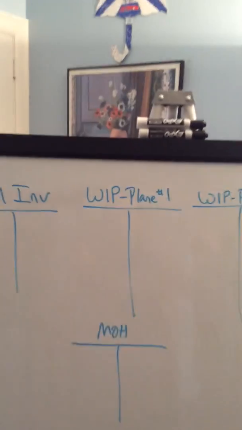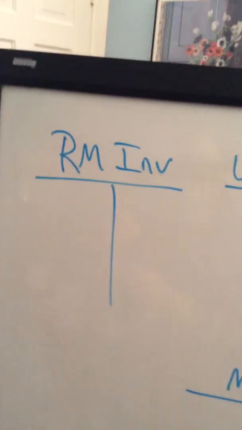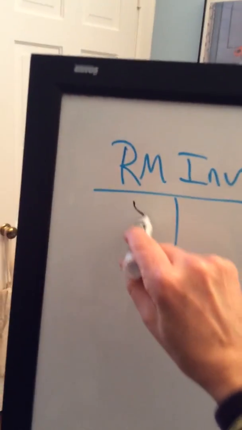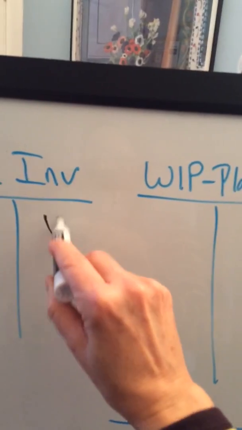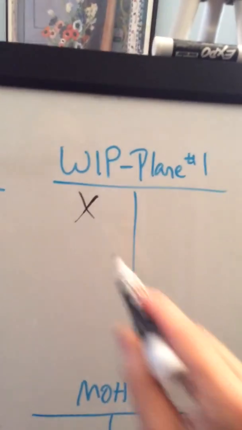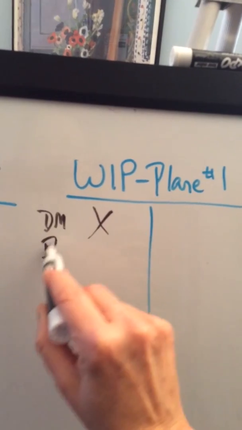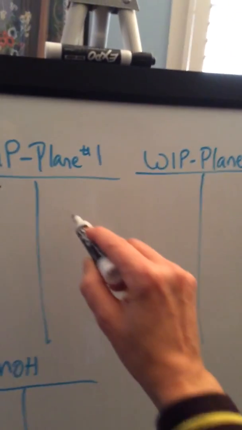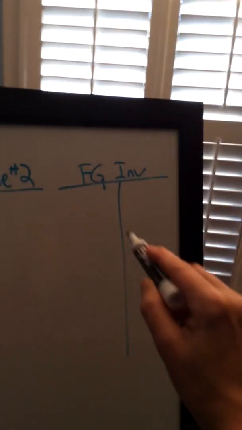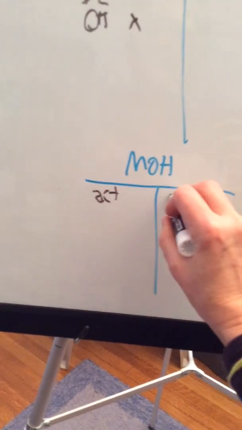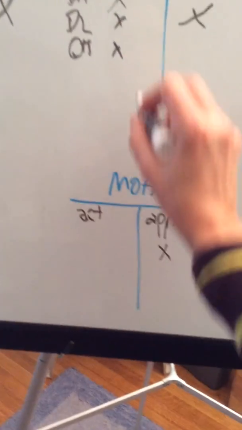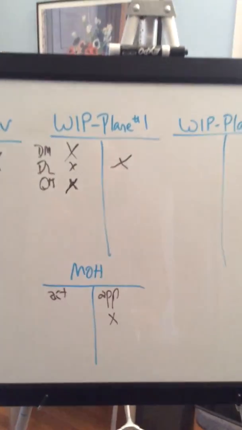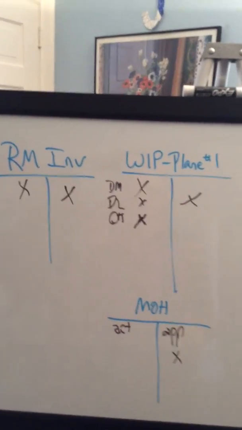So cost would flow, I forgot to get my pen here. Costs would go into raw materials when we bought them, and then they would come out of raw materials when we were putting it into WIP. And so we would have DM and DL and OH going into WIP. And we would keep working on that plane until we finished that plane. It would come out of WIP and it would go all the way over here to finished goods inventory. At the same time, we have this MOH account that would have actual cost and applied cost. And the applied costs are the ones that are going up here onto WIP. So that was job order costing.